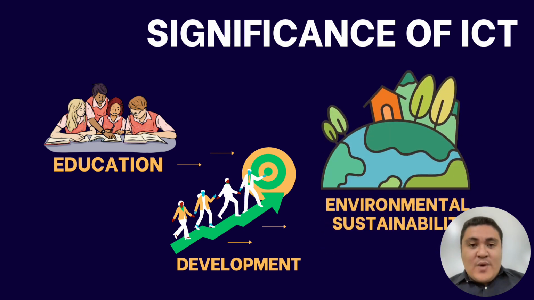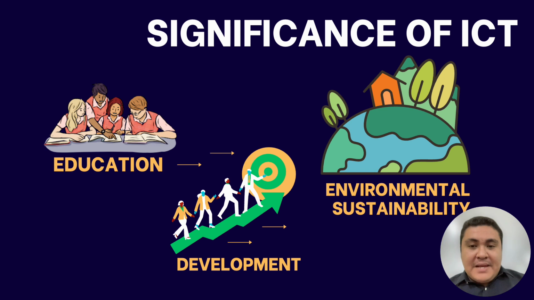Okay? The last one is environmental sustainability. So I'll give an example so that everyone will know how ICT affects or became significant in environmental sustainability. So in a remote community dependent on a fragile ecosystem for their livelihoods, ICT solutions will be introduced to address the lack of awareness regarding environmental conservation.